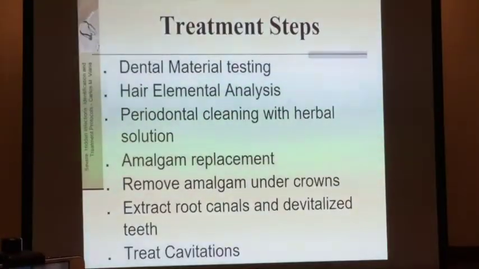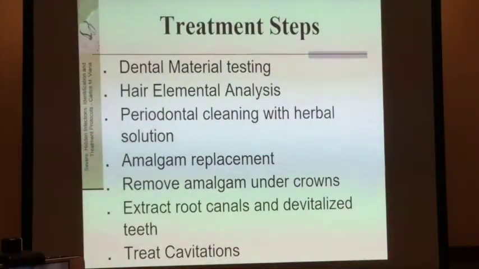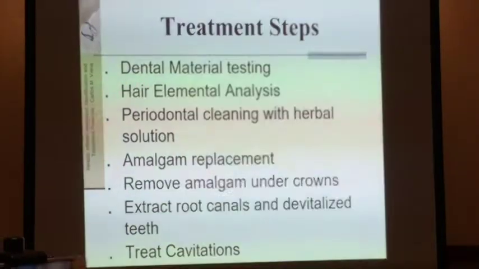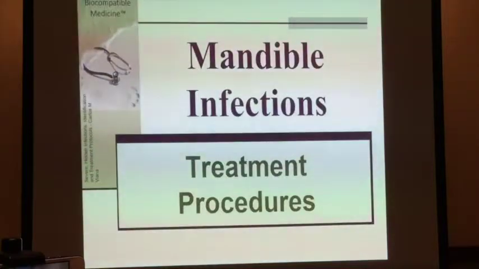So the treatment steps that we're doing is that we're looking for dental material testing. We'd like to do hair analysis to see what the toxic burden is. We want to start with a periodontal cleaning with herbal solution. That herbal solution is incredibly important to helping control the biofilm in the mouth. We wanted to remove all of the amalgams, the amalgams that we usually find under the crowns. We want to then extract the root canals and devitalized teeth, and then we want to treat the cavitations.